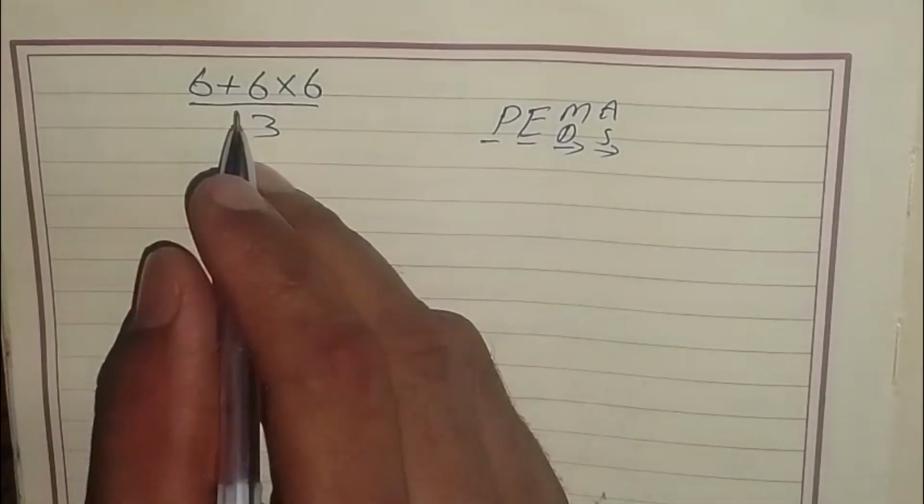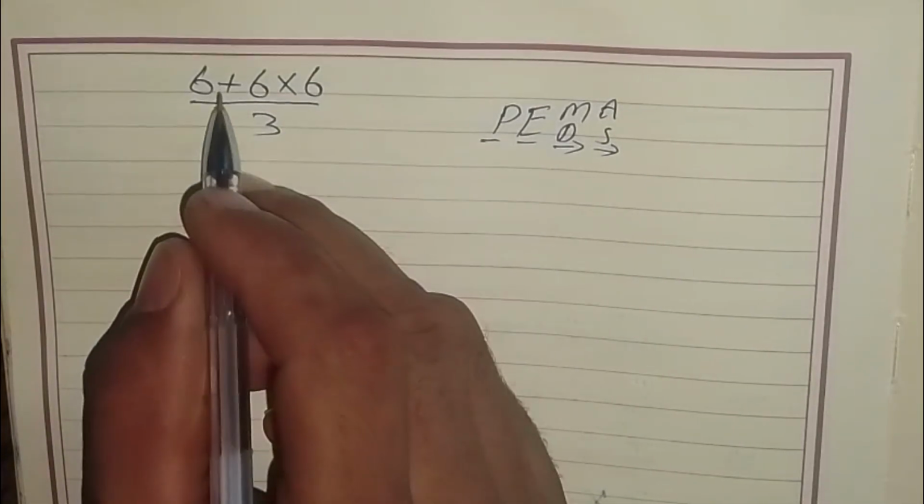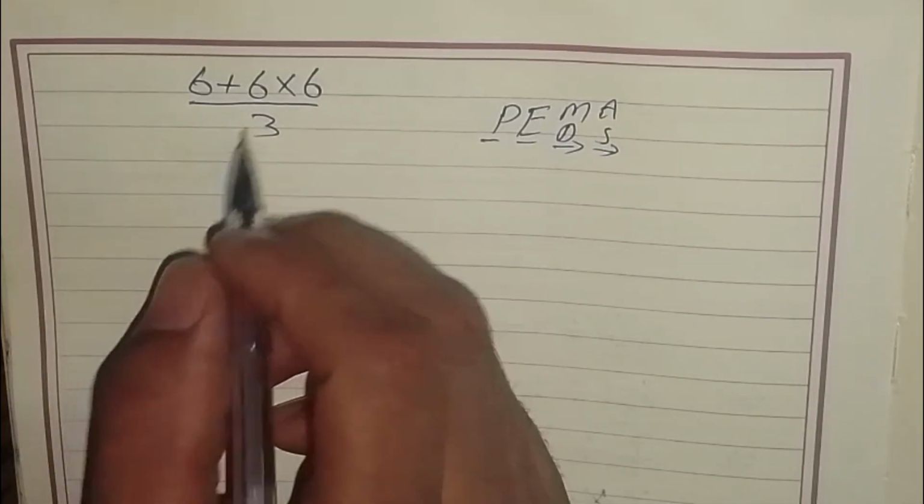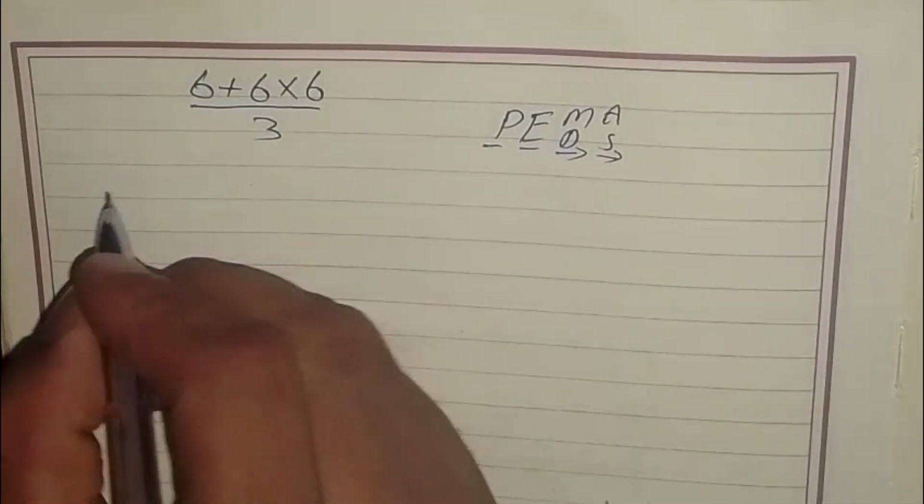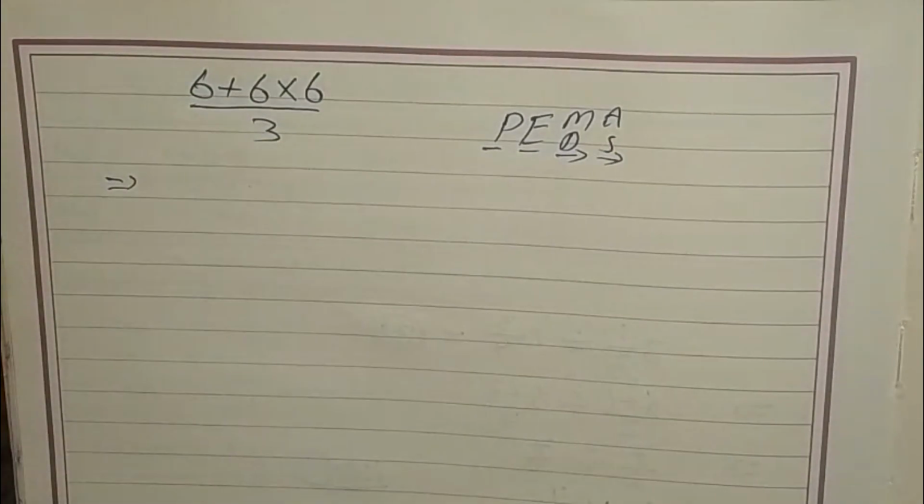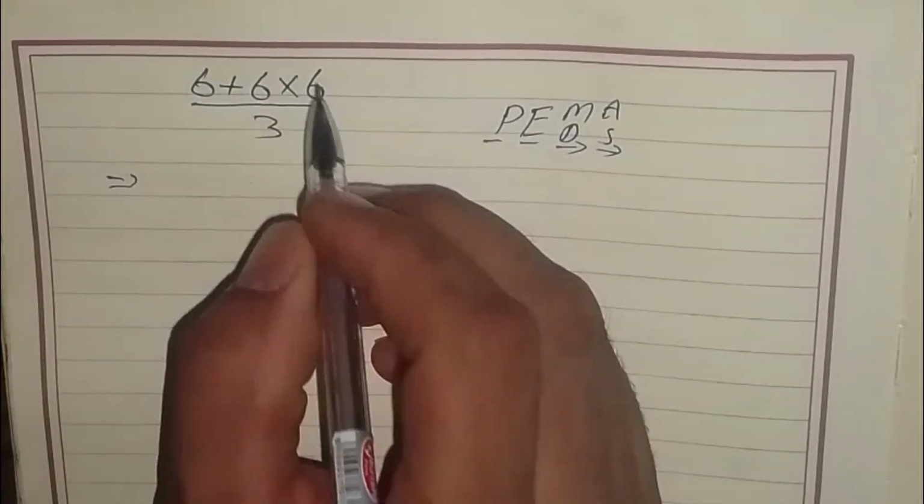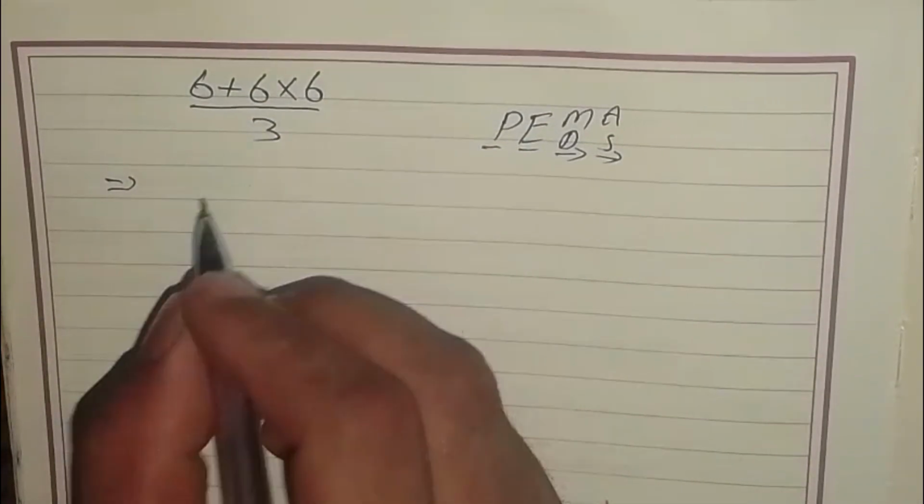Now we have one division, one addition, one multiplication over 3. First of all we solve the numerator, then we solve the denominator.